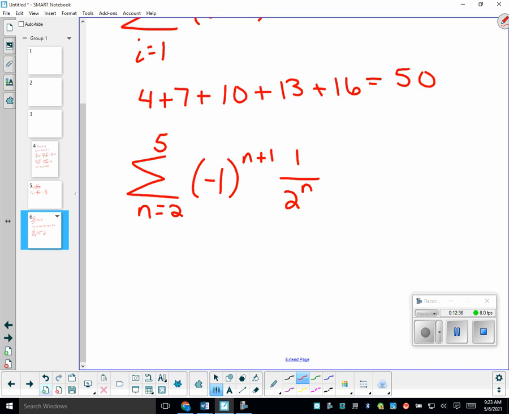All right. What do I do first? Plug 2 into n. When I do that, do I get -1 cubed times 1/2 squared? Is that my first term, -1/4? Sure.